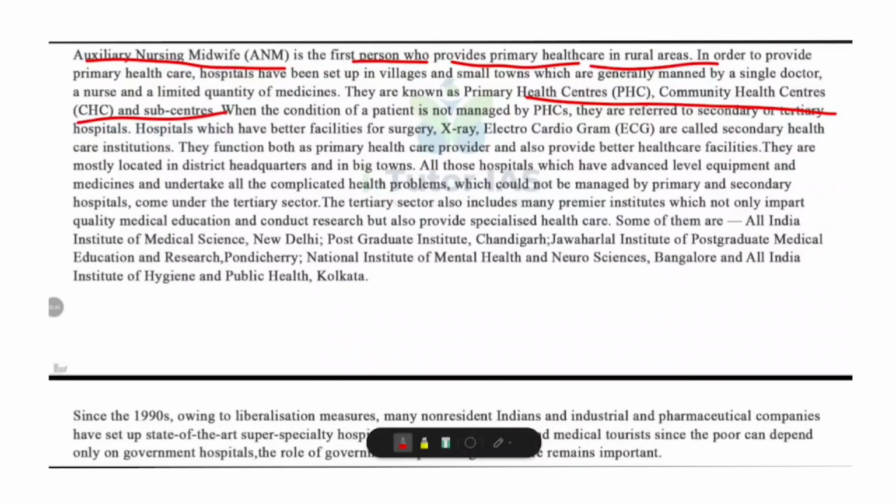Now, what about secondary health care? Their objective is to provide more advanced medical care, including basic surgeries and diagnostics. And their services include surgical facilities, X-rays, ECGs and other basic diagnostic tests, handling conditions beyond the scope of PHCs. So district hospitals and hospitals in big towns are secondary healthcare centers, and they act as a link between primary and tertiary care.